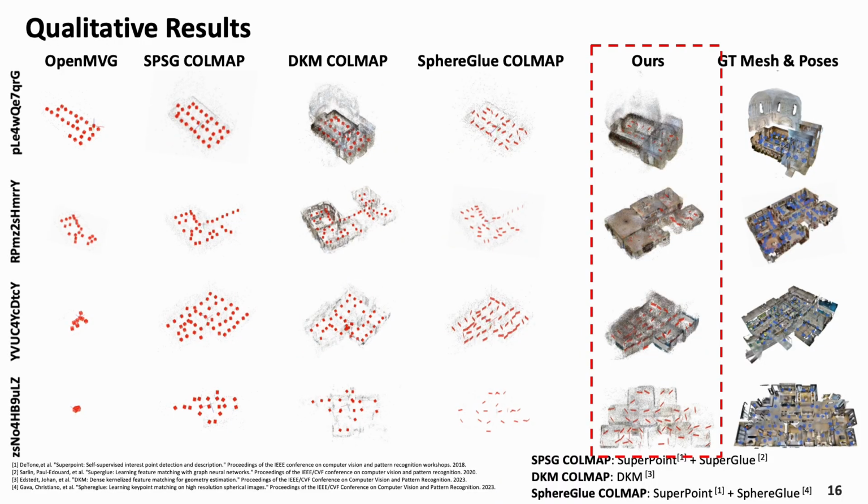To the best of our knowledge, our method is the first detector-free SfM method designed for spherical cameras. It produces more accurate camera poses and denser point clouds compared to existing approaches.